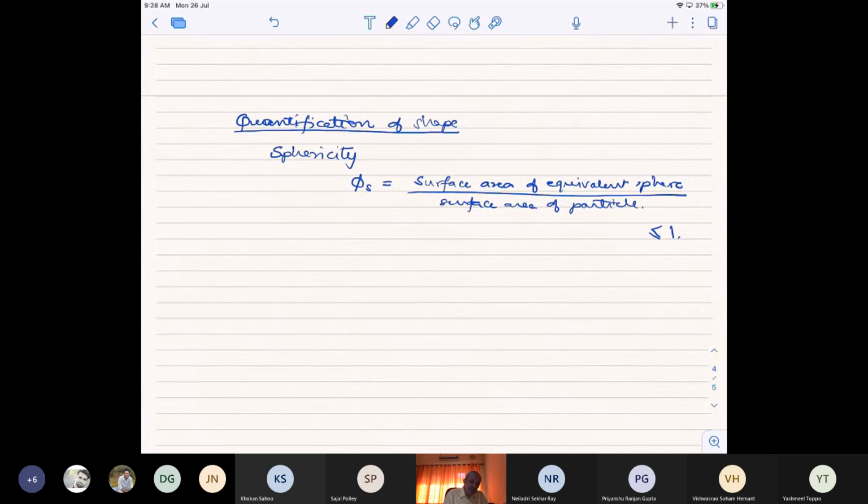So if the sphericity is close to 1, then the particle is close to being a sphere. If it is far from 1, then it means that it is deviating from a spherical shape. So this is one way of characterizing, and we'll do some calculations of this in the next class.